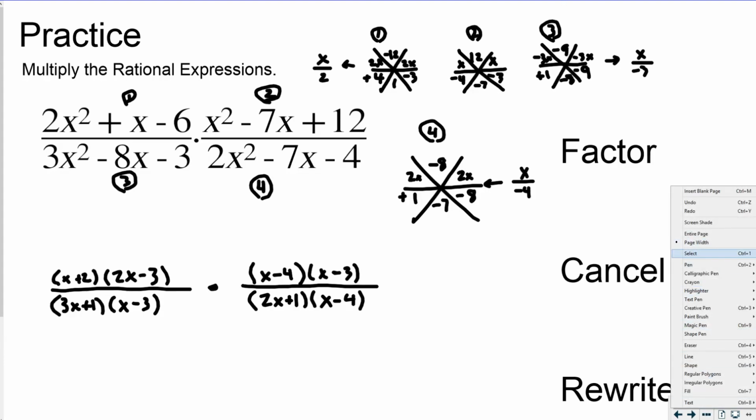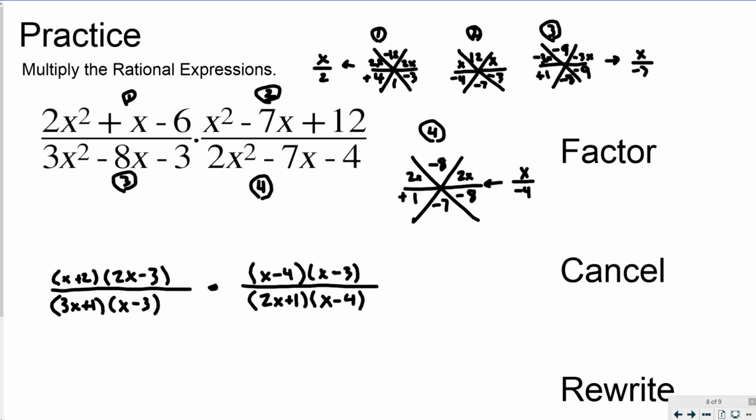And now that I have factored everything, I can take my red pen and I can say, okay, I have an x plus 2 here, and on the bottom I don't have any x plus 2's, so we're going to move on. 2x minus 3. There's no 2x minus 3's anywhere. x minus 4, I have one here and I have one here. And then I have an x minus 3 and an x minus 3 over here.